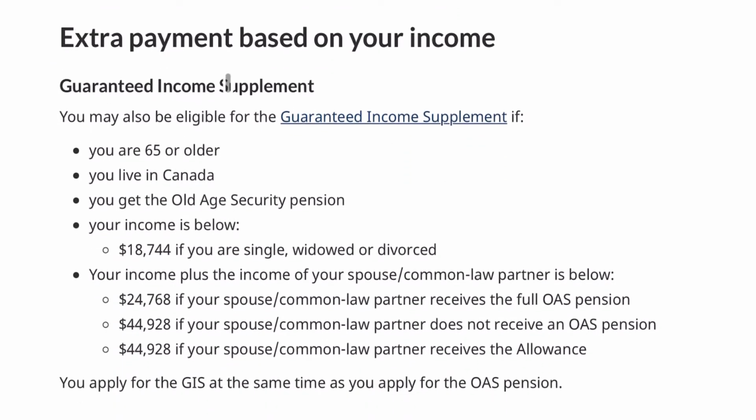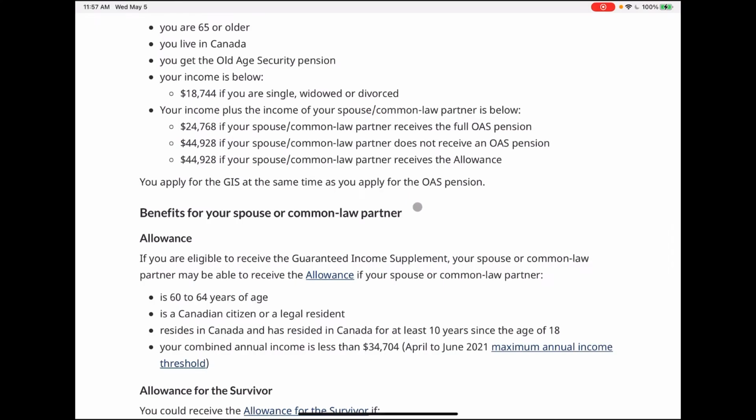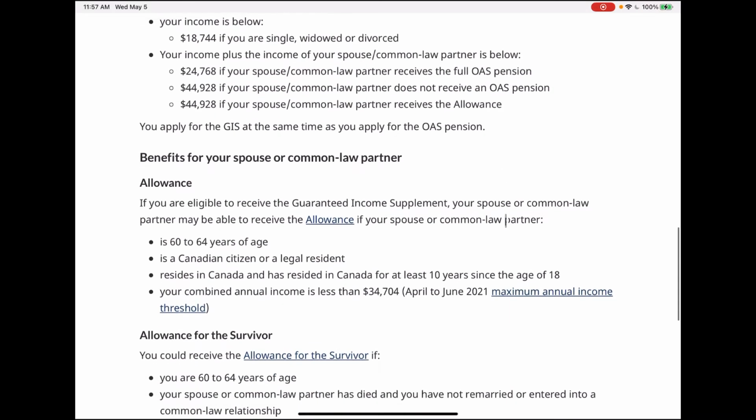And a lot of this stuff is based on your income to get the Guaranteed Income Supplement. That's for low income seniors in Canada. And this is just a quick overview here of what income thresholds you have to meet to get the lowest to the highest of income from the Guaranteed Income Supplement. And it lists pretty well everything you want to know here.